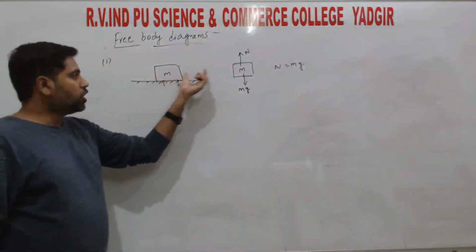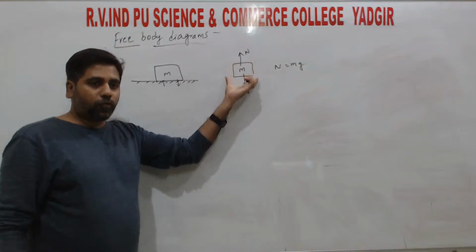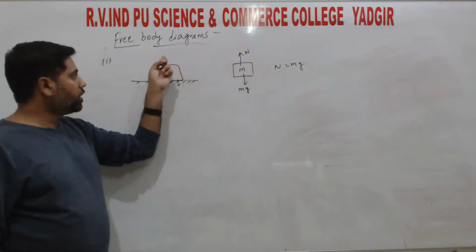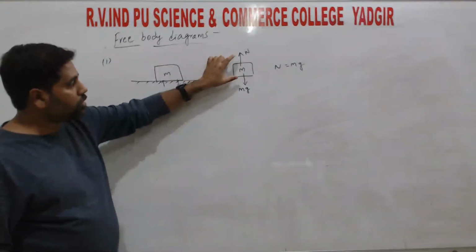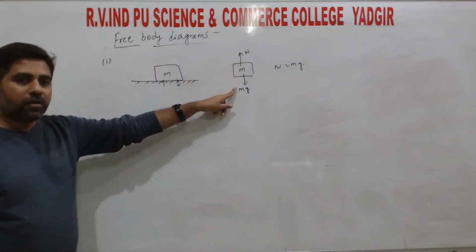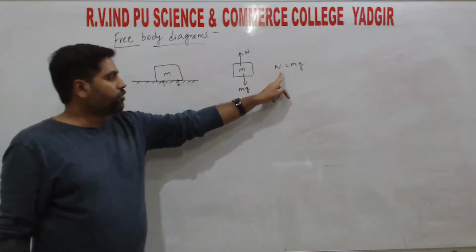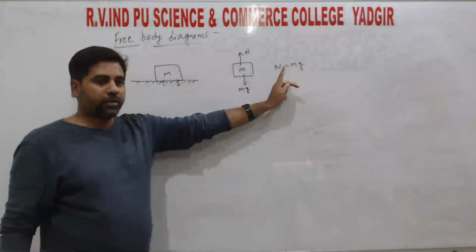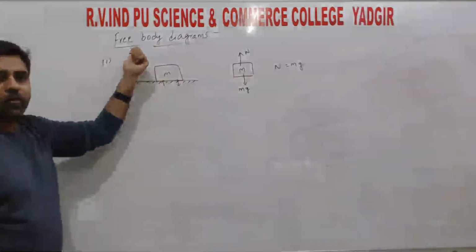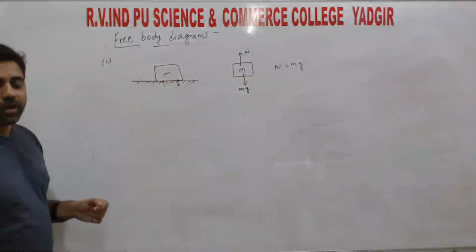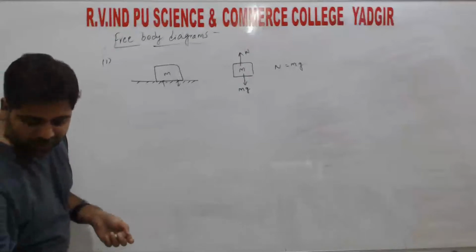So taking the object individually, how many forces act? Because here there are no external forces acting on this object, only the two forces, one is the normal force and another one is the weight, right? So from this we can relate N is equals to mg. So representing it this way, what do we call it? Free body diagram, right?